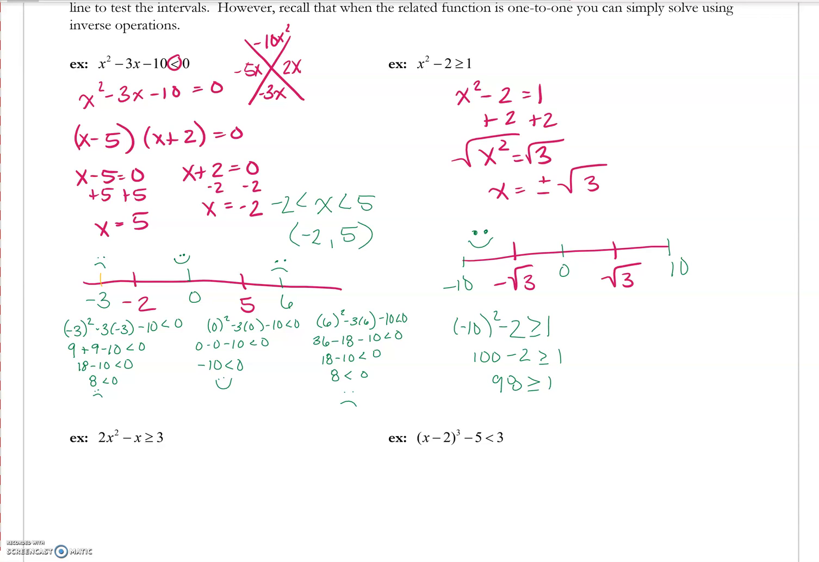If I plug in 0, 0 squared minus 2, is that greater than or equal to 1? I know that 0 squared is just 0, minus 2 is negative 2, and negative 2 is not bigger than 1. And then finally, if I plug in positive 10, 10 squared minus 2 is still going to be 98, and 98 is still greater than 1. So positive 10 is also a solution.